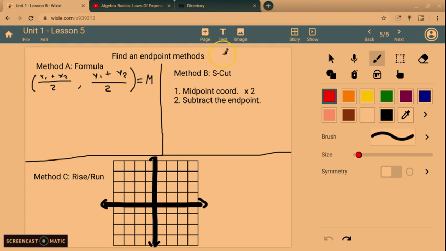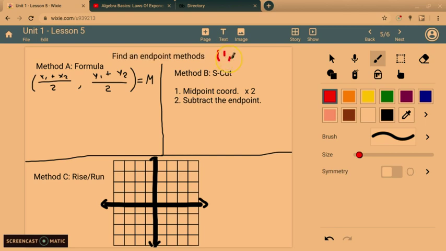So I'm going to come up with some points. Let's just say 1, 2, and then the other one, let's make it -4, 3. How about that? That seems easy enough. Alright, let's try out this first method A.